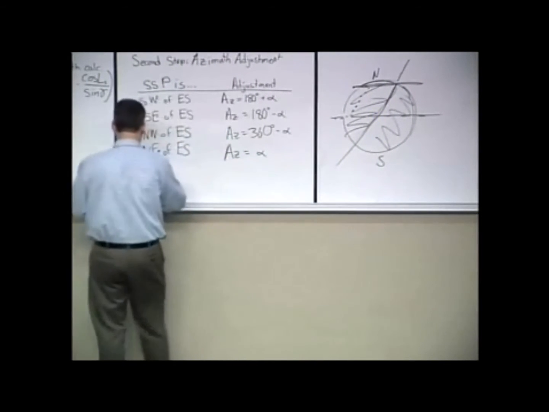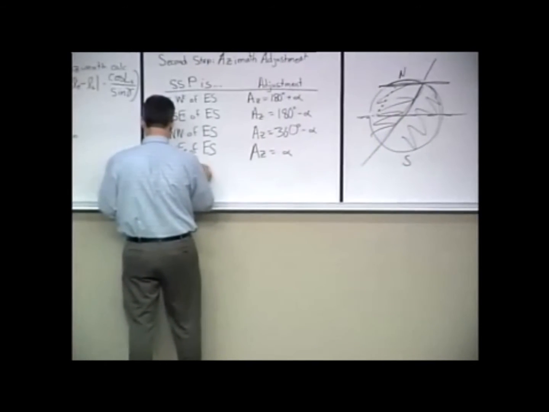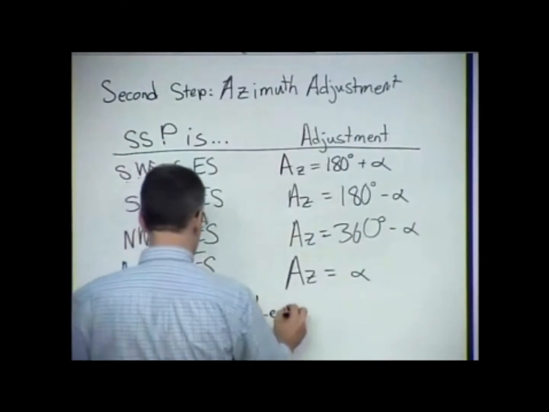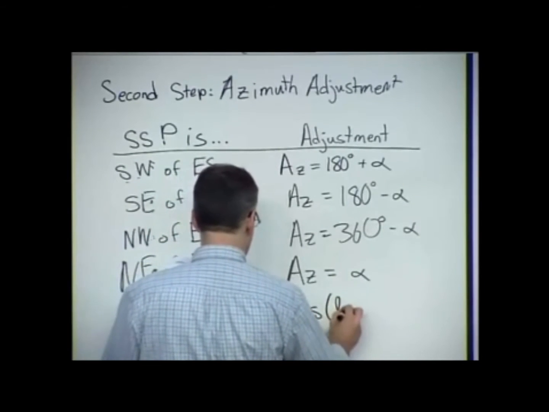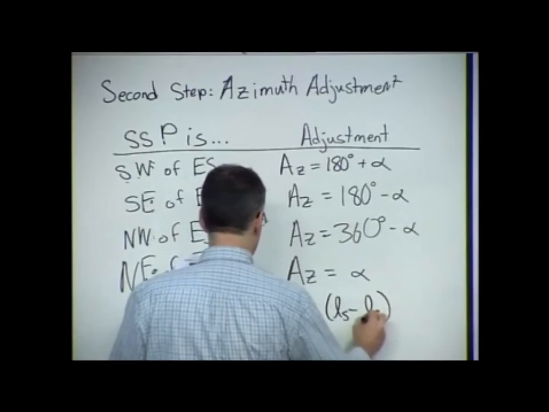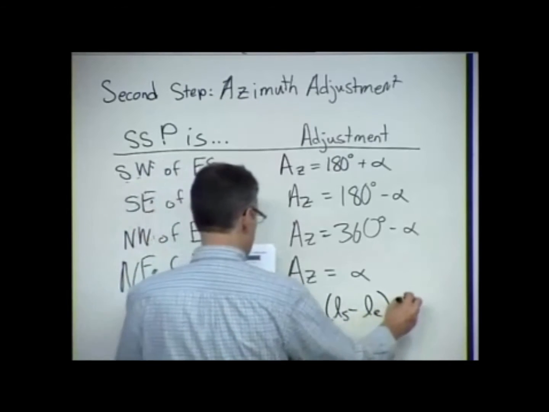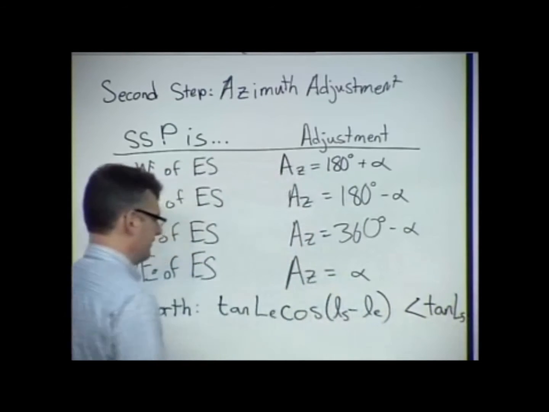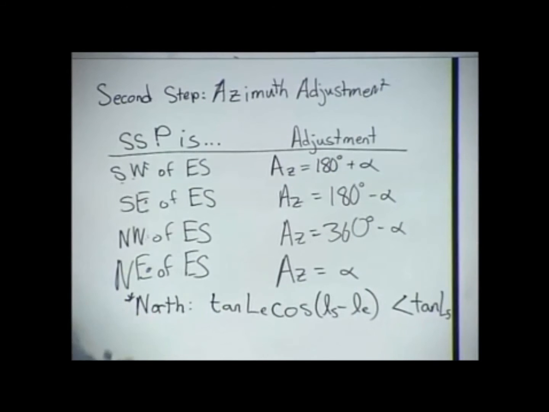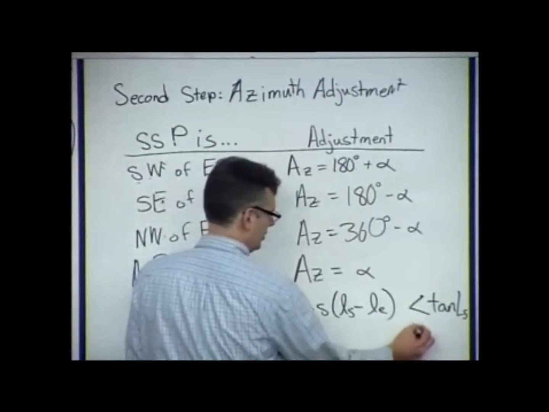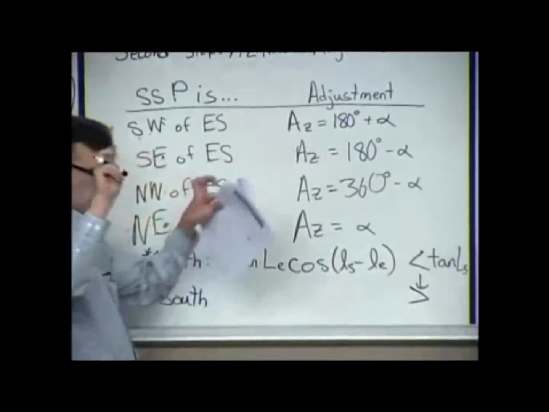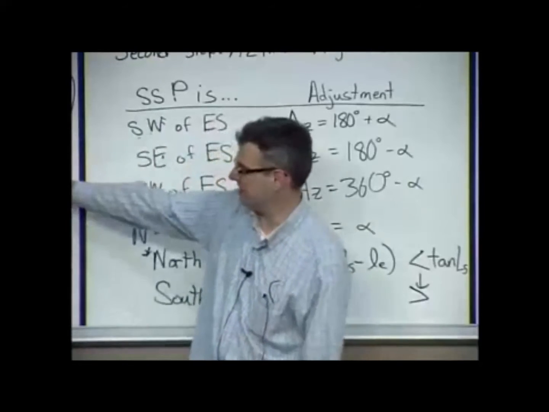And so north corresponds to the tangent of the latitude of the Earth station times the cosine of the difference between the longitudes of the satellite subpoint and the Earth station. If that is less than the tangent of the latitude of the satellite subpoint, then you're north. If you reverse this condition, then you are, quote unquote, south. And all of these tests will work out.